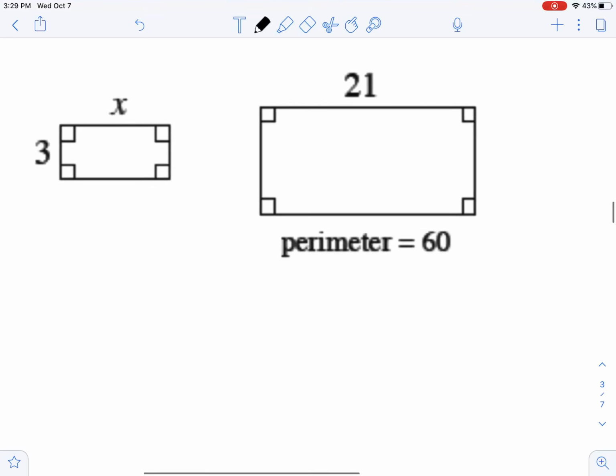Okay. Take a minute, pause the video, and try part C here. Once you've entered your answer, come back and press play and see if you got it correct.